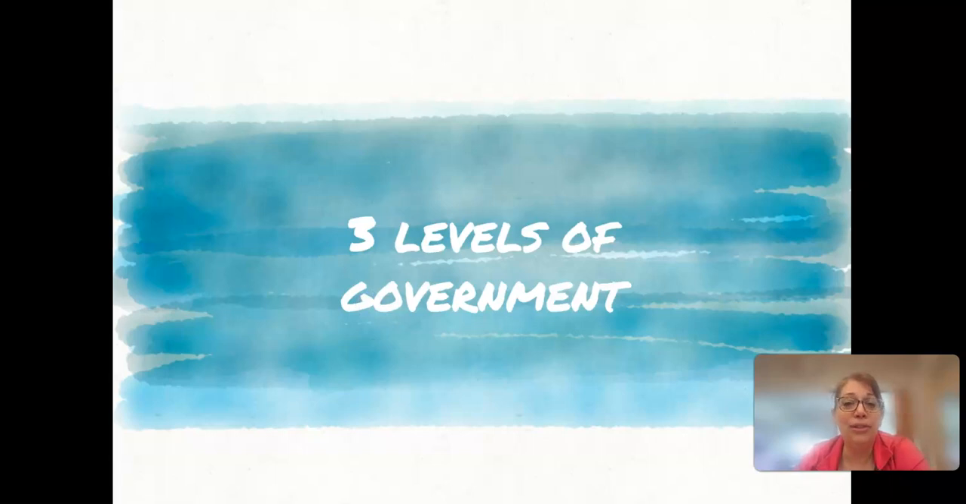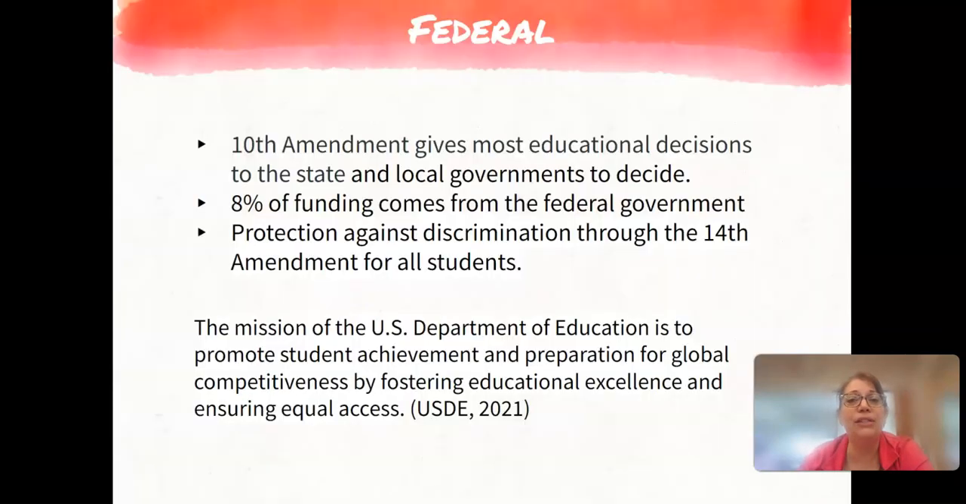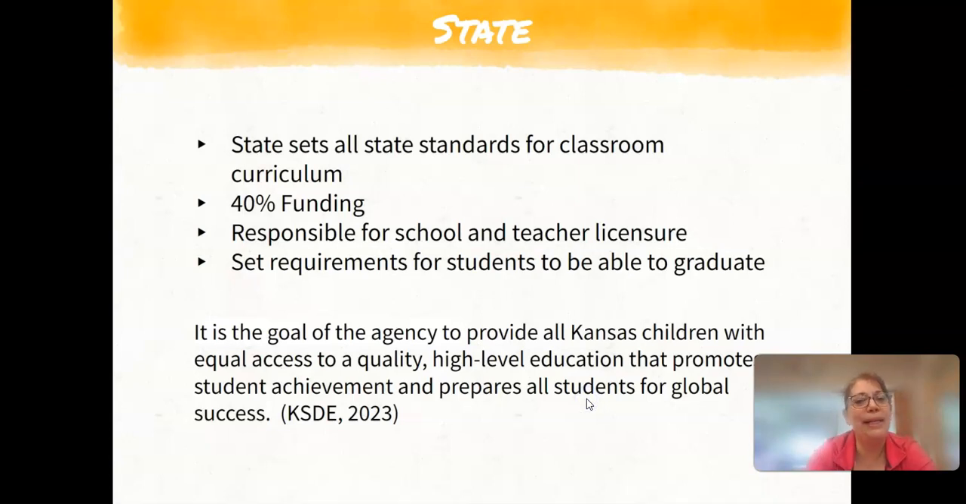All right, so we're going to talk about the 3 levels of government. Our first level is federal. The 10th Amendment gives most educational decisions to the state and the local governments to decide what happens in their school districts. 8% of our funding comes from the federal government. Protection against discrimination, whether race, religion, sex, or disability, is all protected through the 14th Amendment for all of our students. The mission for the U.S. Department of Education is to promote student achievement and preparation for global competitiveness by fostering educational excellence and ensuring equal access.